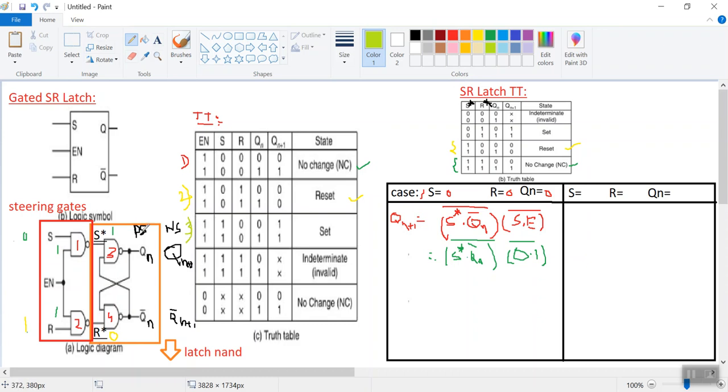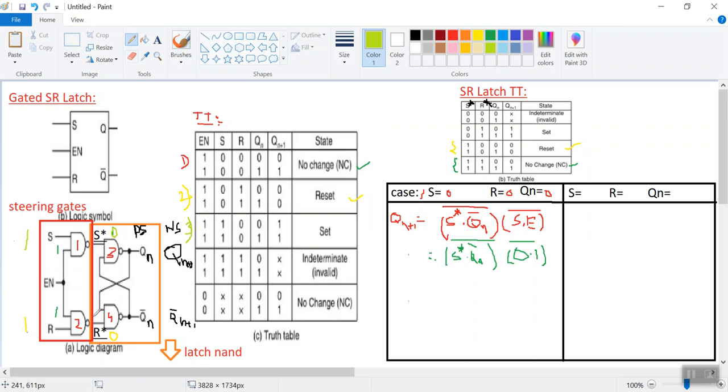So here both S and R are equal to 1. I would like to consider my S value and R value both equal to 1. Enable is always equal to 1. So both inputs are 1, and enable is also equal to 1. Now 1 into 1 multiplication is 1. After that the inverter, so it will become 0 here.